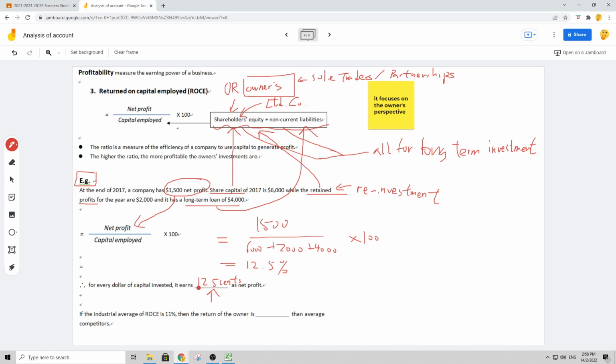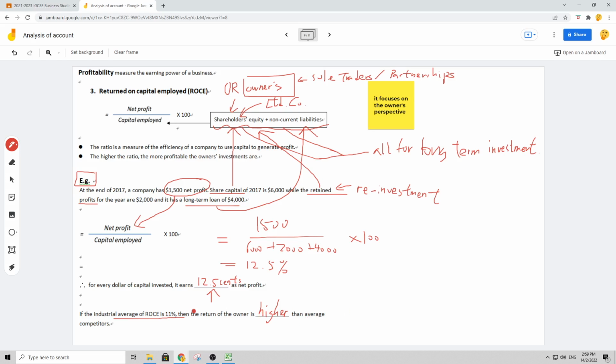So if I do that, what will happen to me? If I invest money into the business, what will happen to me at the end? Okay, and then if you see here from below, sometimes they will give you the industry average, even for ROCE. If the percentage for the industry is 11%, and now you have 12.5%, obviously the return of the owner is higher. Definitely higher for that company compared to the average competitors. Okay, does it make sense?